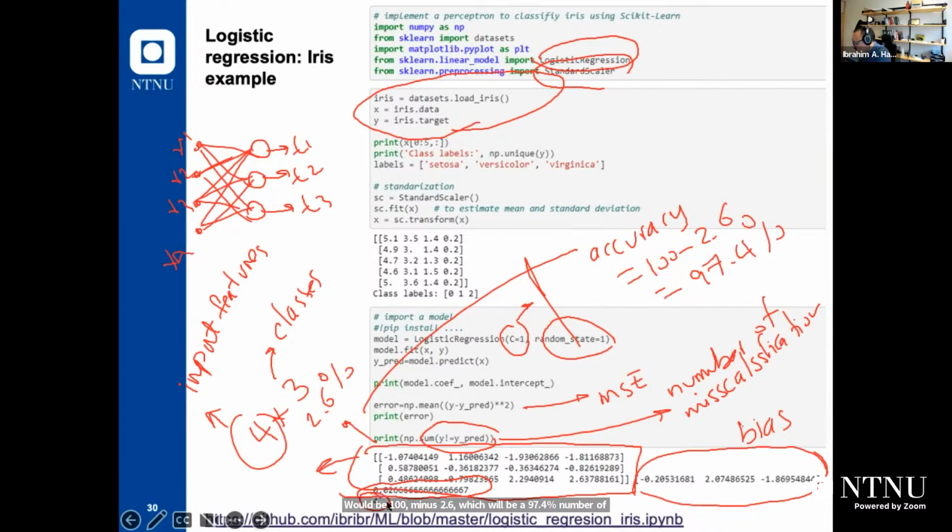This is the number of misclassified cases. If you get the accuracy in a different way, it should be 4 divided by the size of the test set, which is 150, sorry. So it will be 4 divided by 150. It should give you the same ratio, 2.6%, right? Which means that 2.6% of the cases are misclassified. So now we can use logistic regression for classifying iris datasets.